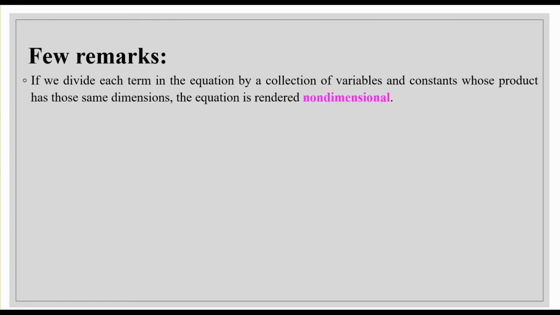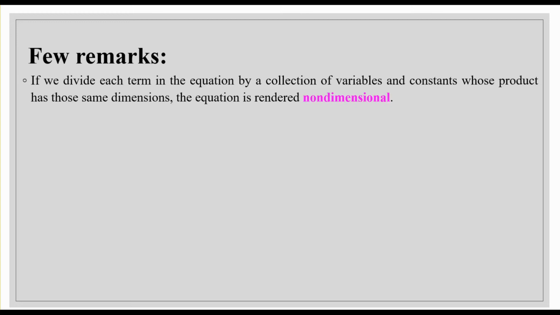Now we will see a few remarks. You already know, according to dimensional homogeneity, that each additive term will have the same dimension. It means that if we divide each term by some collection of variables or constants that have the same dimension, then the equation is rendered non-dimensional.